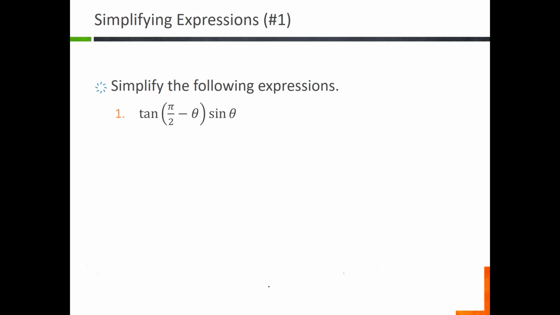So with this first one here, we have the tangent of the quantity pi over 2 minus theta times the sine of theta. So when we look at this, there's a couple options here. We might automatically see that minus in there and think some difference identity, and that would be totally fine. It will work. But it's also got a pi over 2. And so when I see this pi over 2, I'm going to start thinking that's one of our complementary.